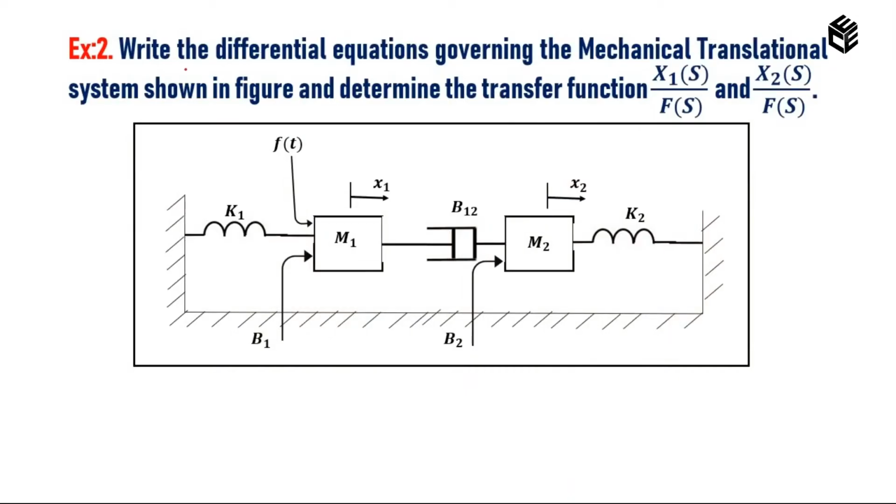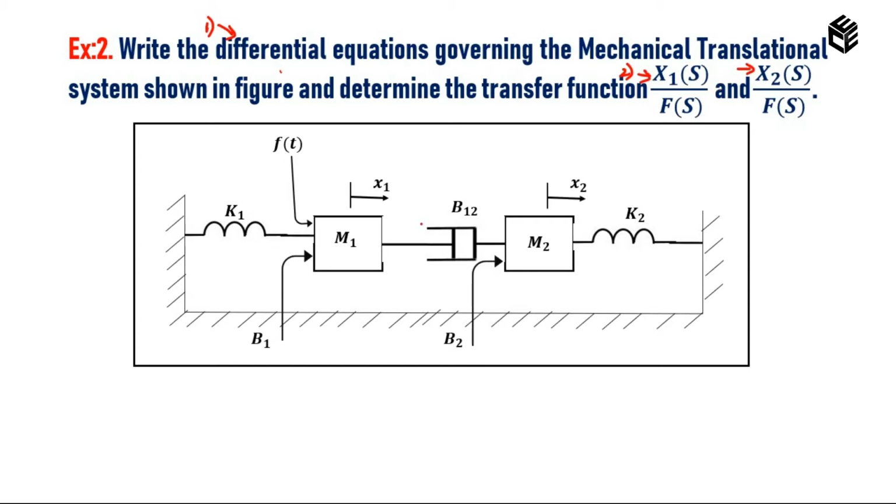The problem is, write the differential equations governing the mechanical translational system shown in figure and determine the transfer function x1 of s by f of s and x2 of s by f of s. So in our question it is clearly mentioned that we need to find the differential equation, which is our first target, and our second target is we need to find two transfer functions. One is x1 of s by f of s and the other one is x2 of s by f of s.